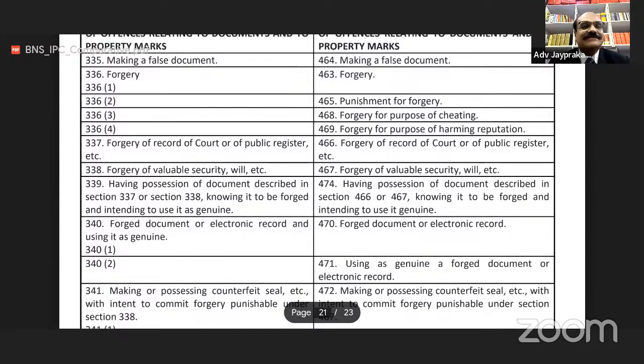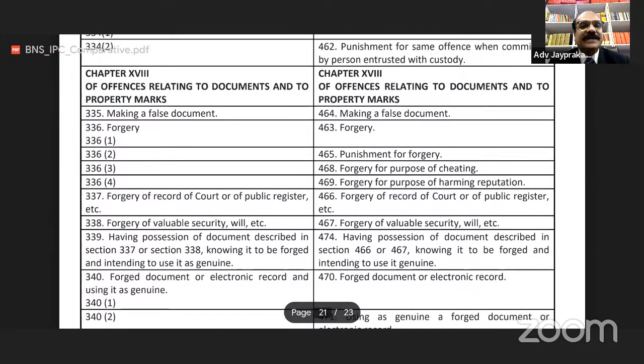Friends, chapter 18 of offences related to documents and to property marks. Its earlier chapter was also 18 in IPC. In BNS section 335, making a false document; its earlier section was IPC 464. In BNS section 336, forgery; earlier section was in IPC 463.